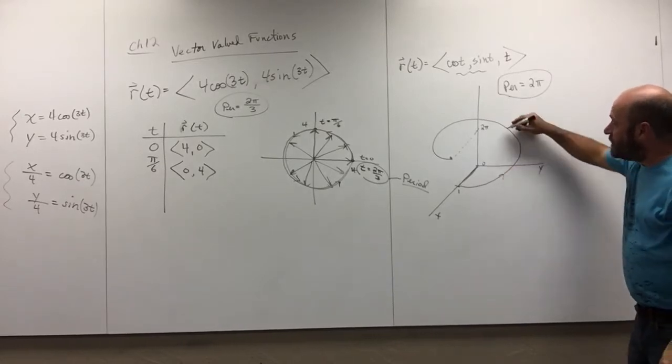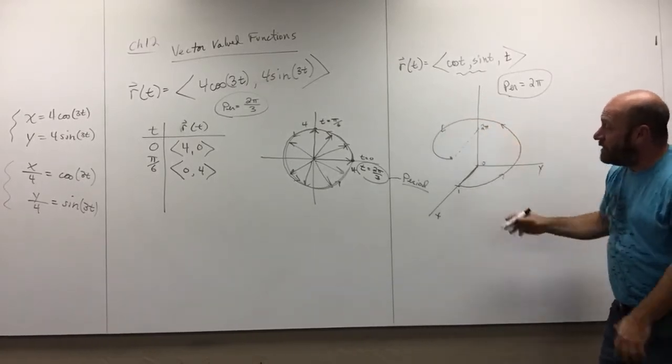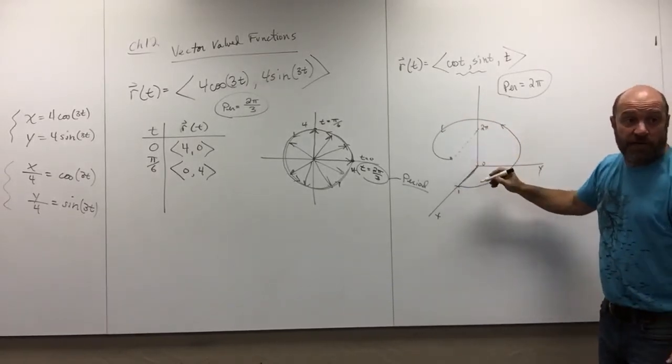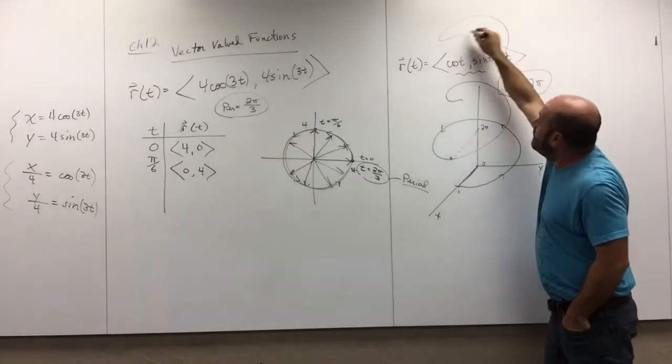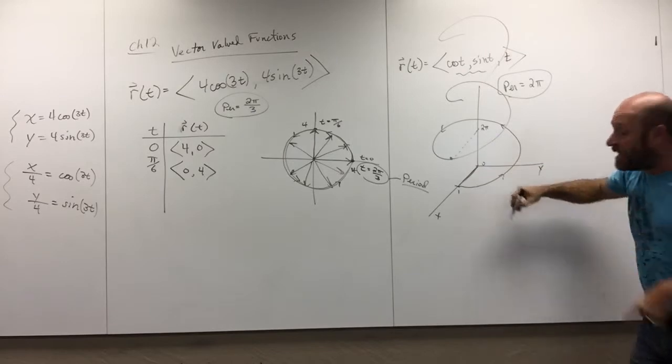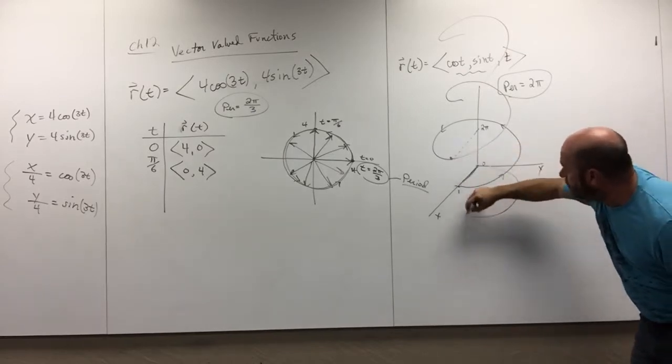But I think it goes around this way. I should put little arrows on it. And that's just one trip around. The truth is, it goes again and again. And when t is negative, it goes back down this way.